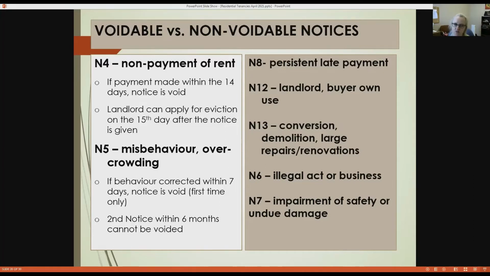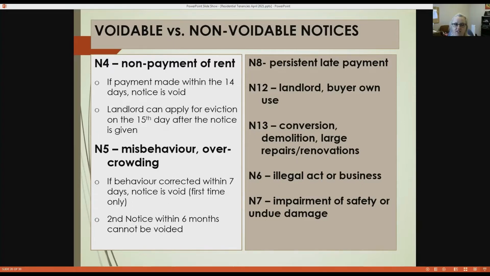So one of them is rent. When you are behind in your rent, the first thing the landlord has to give you is what's called an N4 for non-payment, and that gives you 14 days to pay the money that you owe. If you pay the money in the 14 days, you're fine. If not, after that, on the 15th day, the landlord can apply to the landlord-tenant board. And again, there would be a hearing, you would receive a notice of hearing, and you would have an opportunity to either dispute or ask for time to pay.